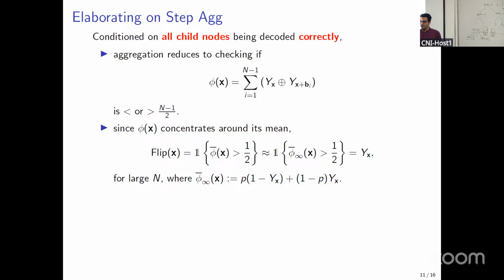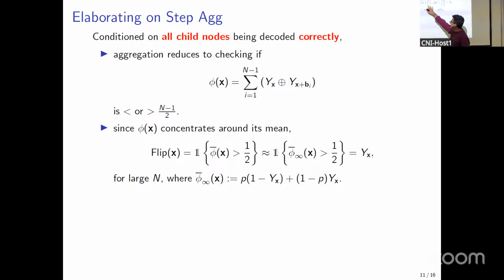So the aggregator, if you remember, was comparing the decoded estimates against the projected received sequences. And then there's a simplification of this particular expression for the case when all the child nodes are already decoded correctly. And then via some analysis, you can argue that this simple expression concentrates around a random variable that looks like this. And recall that we were flipping whenever phi x is larger than half, and essentially that means that we are flipping whenever phi bar of x is larger than half. So this is just via concentration.